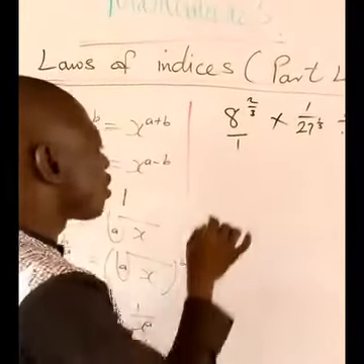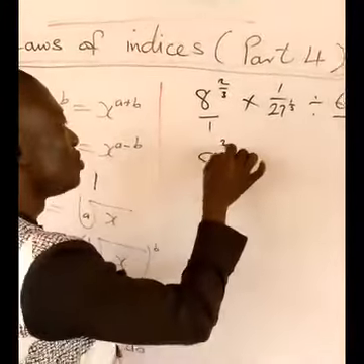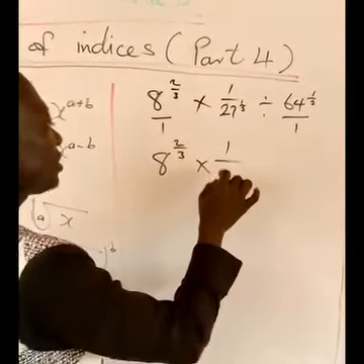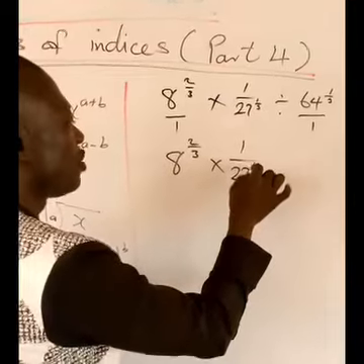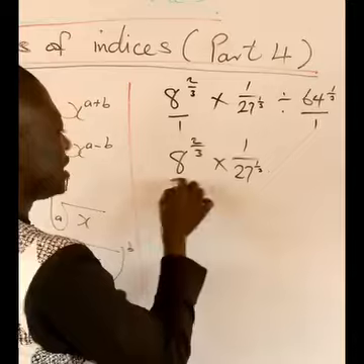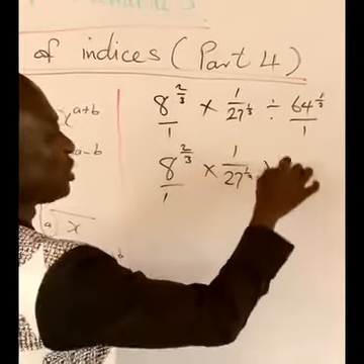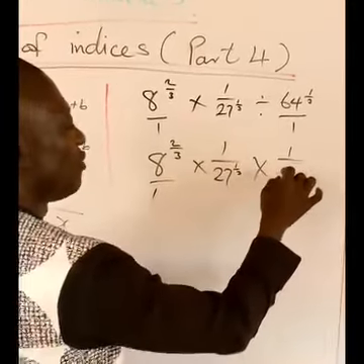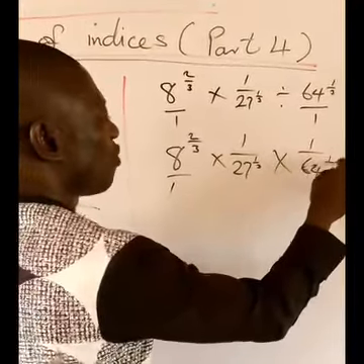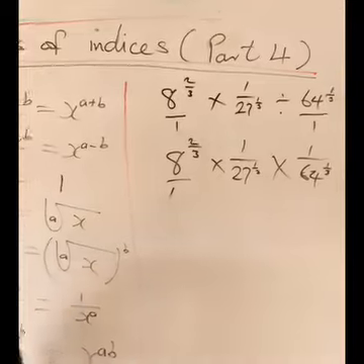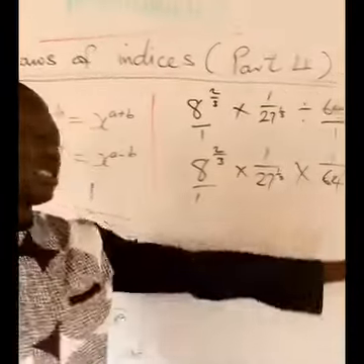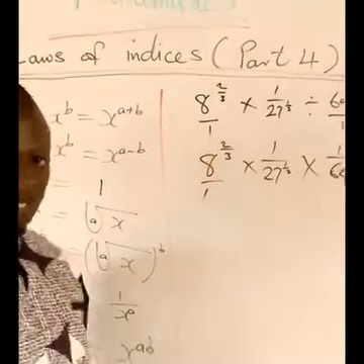Then our new work is going to be 8 raised to the power 2 over 3 times 1 over 27 raised to the power 1 over 3. Remember that this is over 1. And this we can change to times 1 over 64 raised to the power 1 over 3. Yes. Now we can treat both the numerators and denominators according to what we see there.